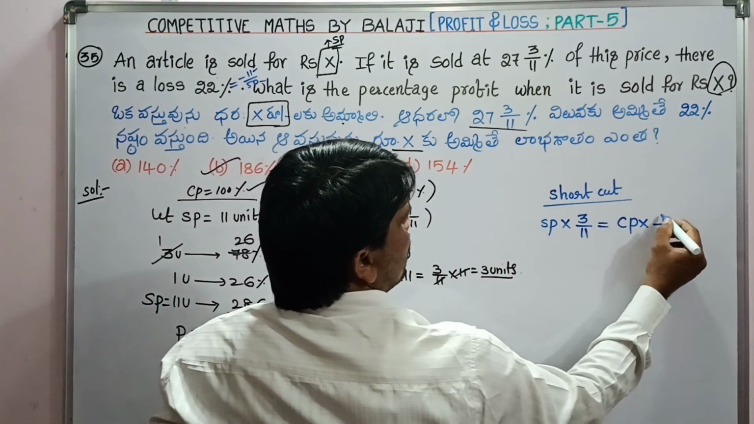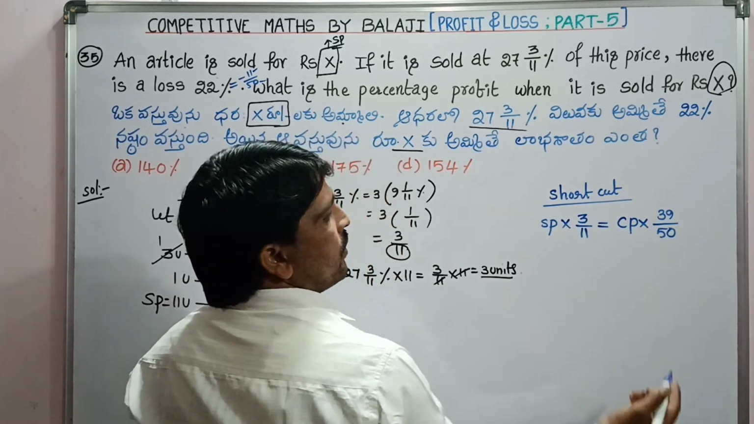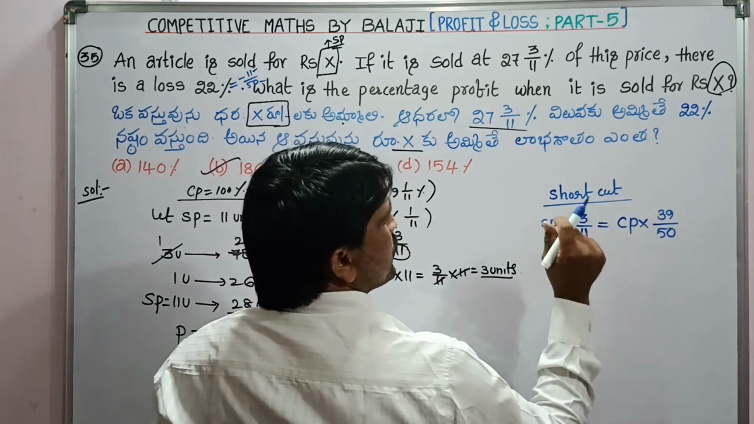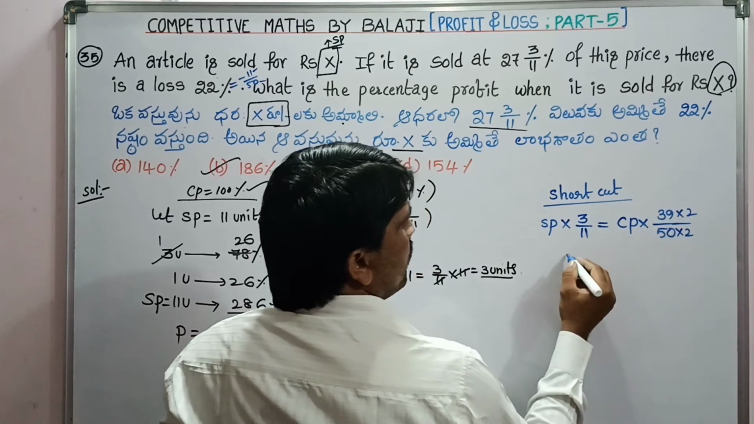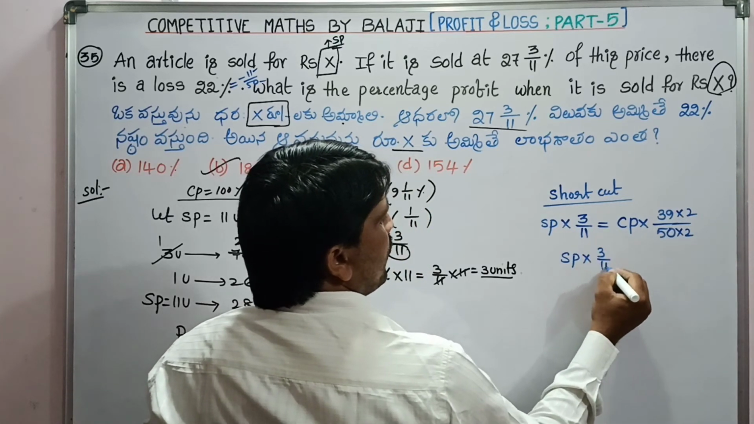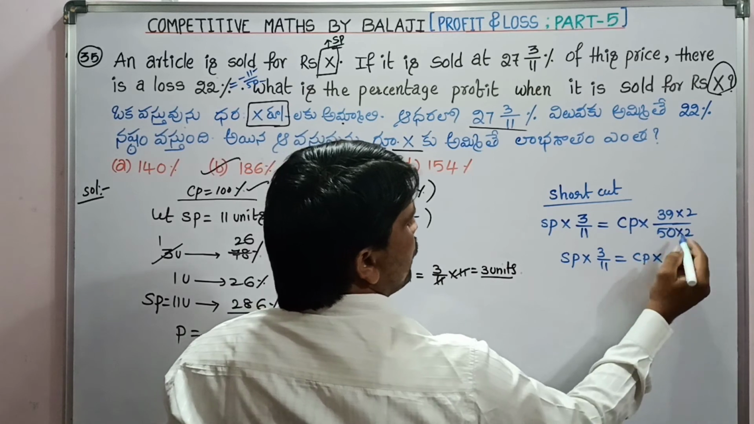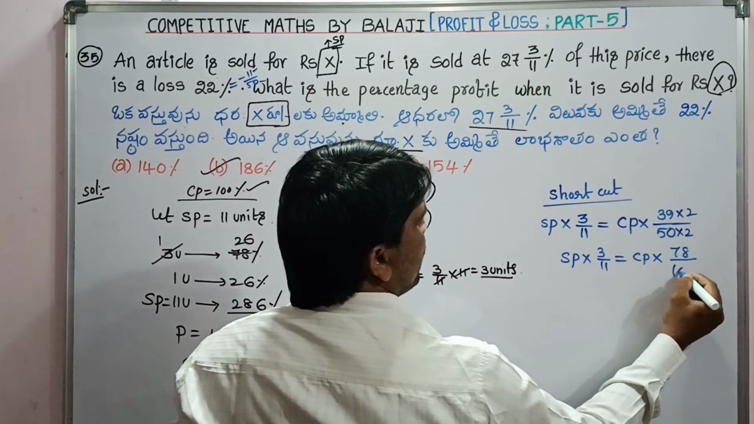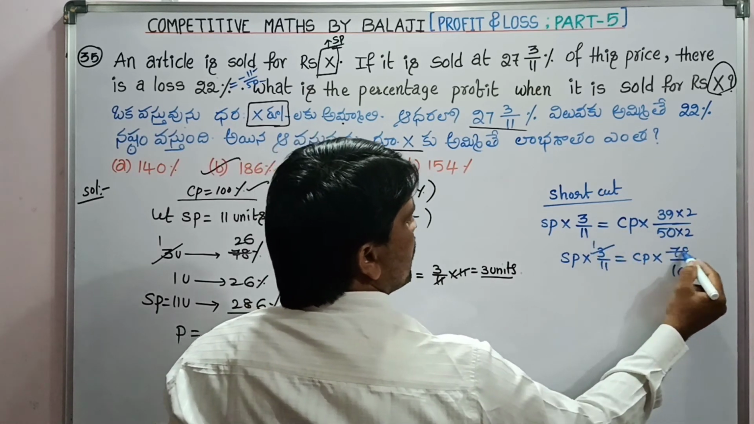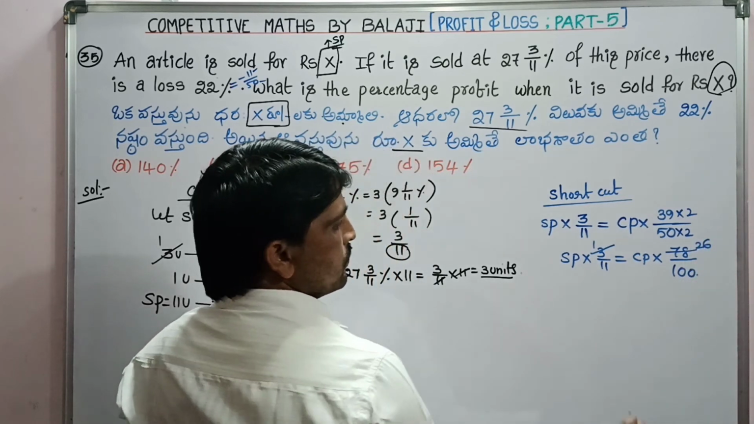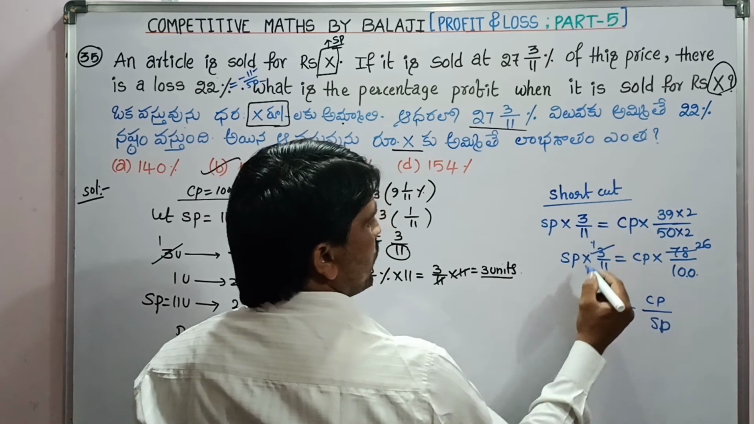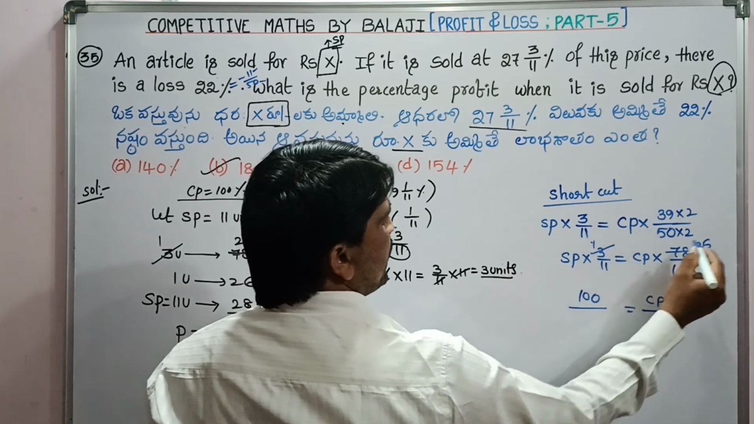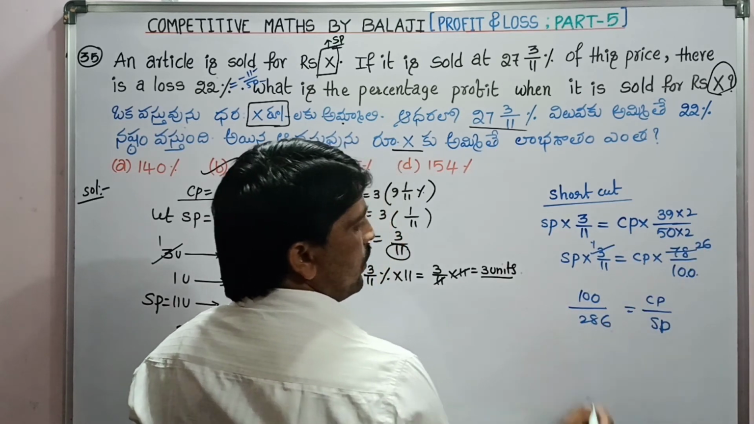Therefore, the article is sold for 39/50 times of CP. But if we double it, we can get simply SP of 3/11 equal to CP times of 78/100. Now 3 ones are 3, 26 gets cancelled. CP over SP equals 100 into 100 by 1126 are 286.